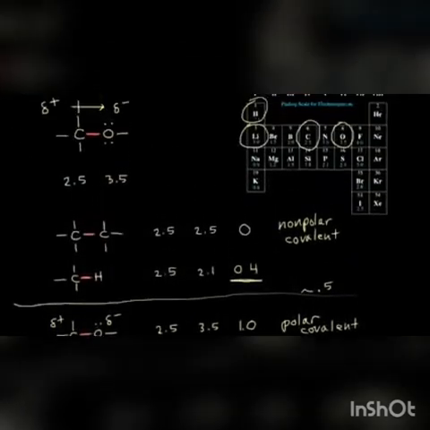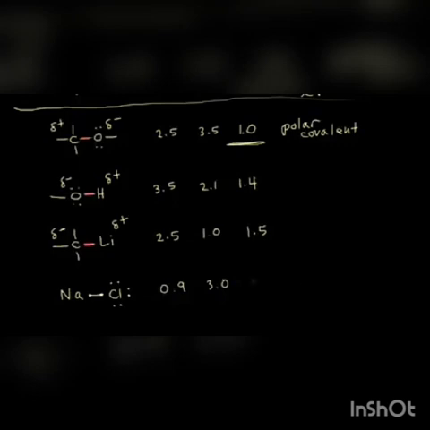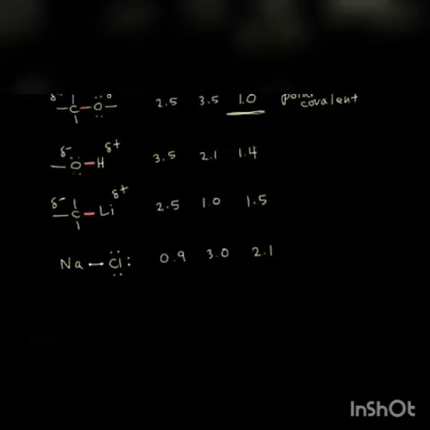All right, so I'm going to go back up here. I'm going to find sodium, which has a value of 0.9, and chlorine, which has a value of 3. So 0.9 for sodium and 3 for chlorine. So sodium's value is 0.9. Chlorine's is 3. That's a large difference in electronegativity. That's a difference of 2.1. And so chlorine is much more electronegative than sodium.